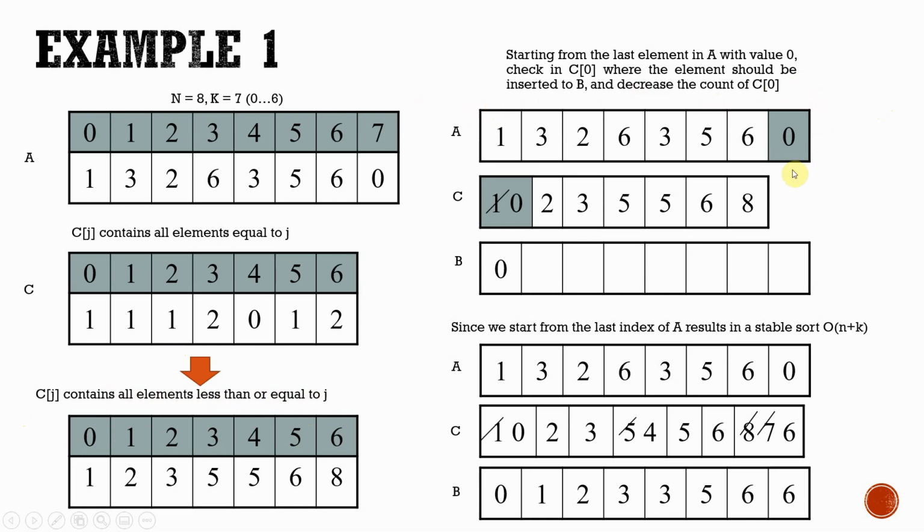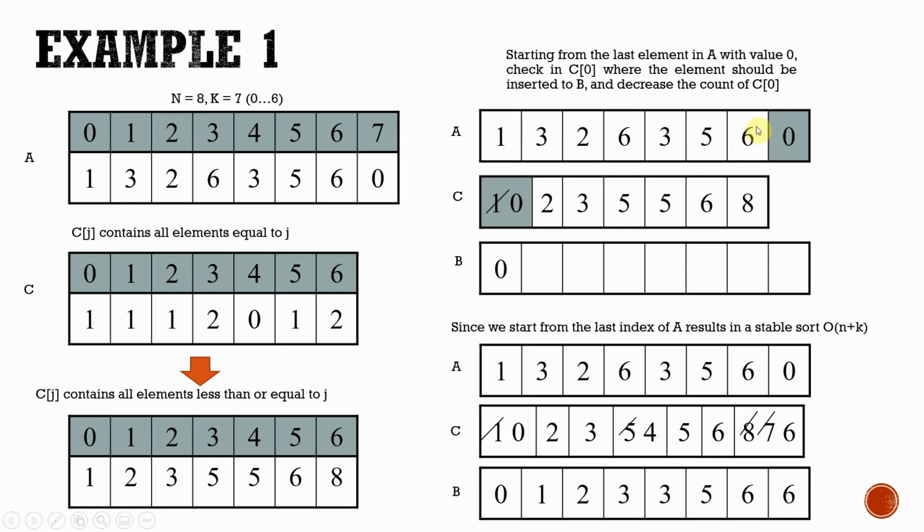For each element we look at it, we go to the corresponding index at the count array. So this would give us the indication that 0 has to be at the first location of the output array. What is the first location? It would be index 0. So 0 is going to be placed here. Once we move the element from A to B, we're also going to decrease this count by 1. So this becomes 0.